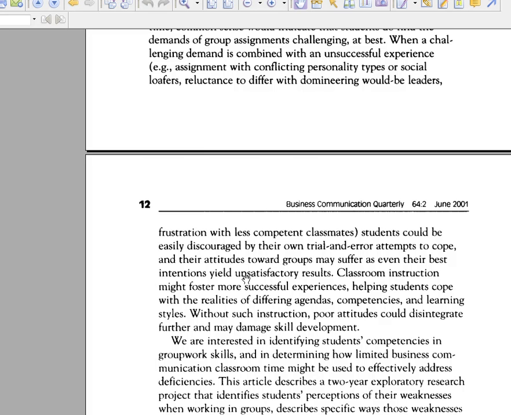From unsatisfactory, we want to try and solve that problem. We say "classroom instruction might foster more successful experiences, helping students cope," and we see that the word cope recurs, first in a negative and here in a more positive context. Final sentence here, "poor attitudes," again that structuring word. We're going to see how we're going to kind of summarize the entire text. More info and more summaries in the next video.